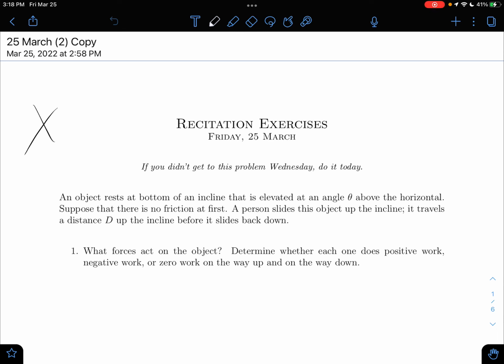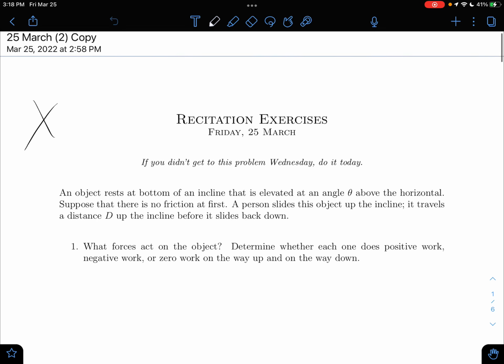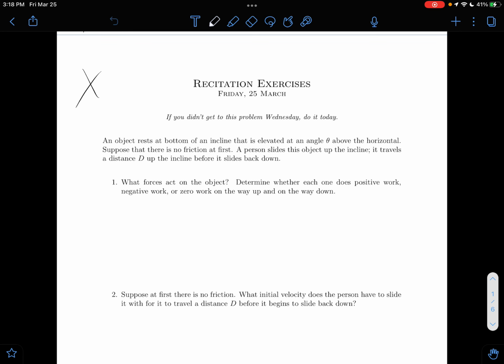Alrighty, y'all. Today we're taking a look at the recitation for March 25th. And for this one, we're looking a little bit more at the work energy theorem and applying it in 2 dimensions. Right? So the first problem was something that was on Wednesday's recitation.